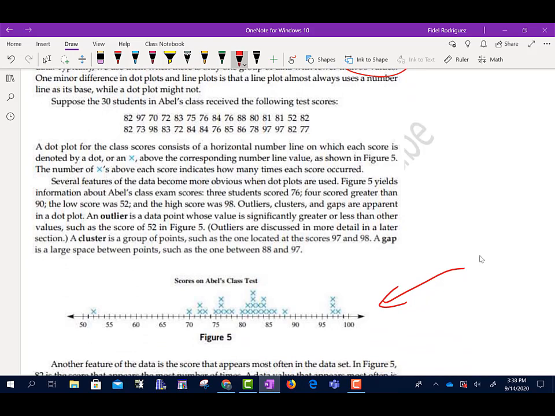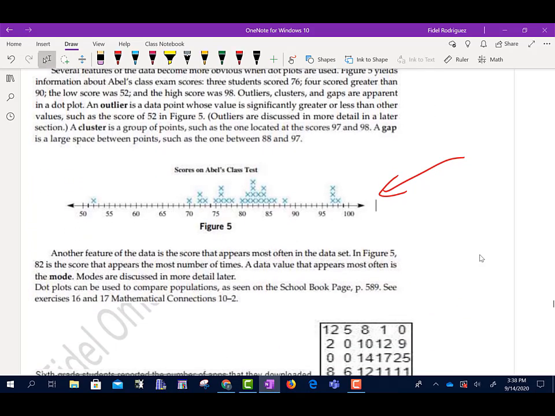Outliers, clusters, and gaps are apparent in a dot plot. An outlier is a data point whose value is significantly greater or less than the other values, such as a score of 52. We'll be talking about outliers a little bit more. And it says a cluster is a group of points, such as the ones located around 97 and 98. A gap is a large space, such as the ones between 88 and 97.